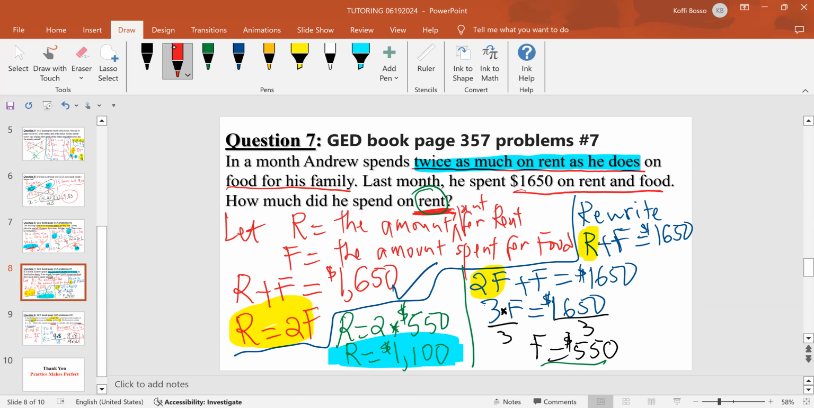Exactly. So that's a word problem. You have to understand the keywords in the problem. You have to convert sentences or words into math, which is your equation, and then solve for the appropriate variable.